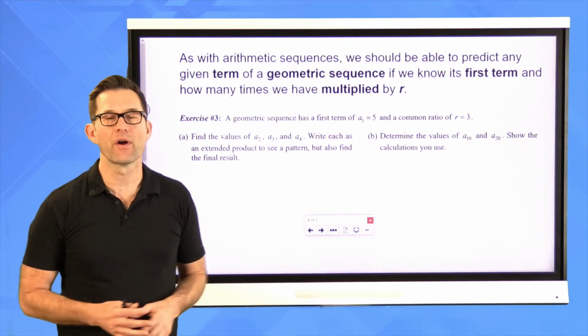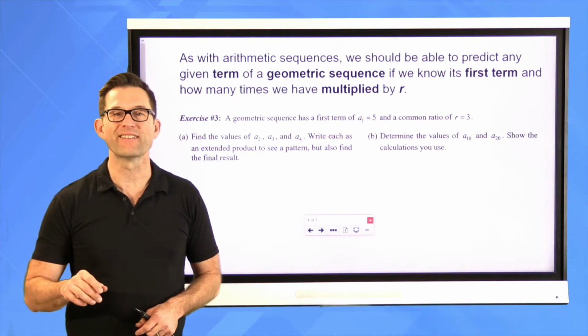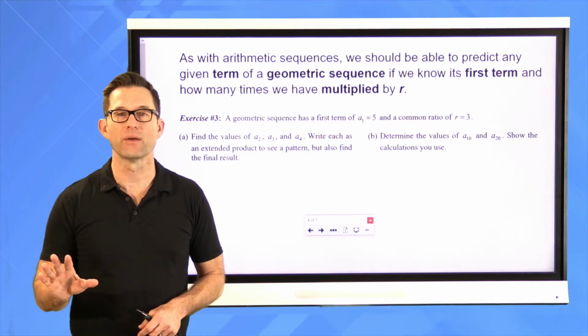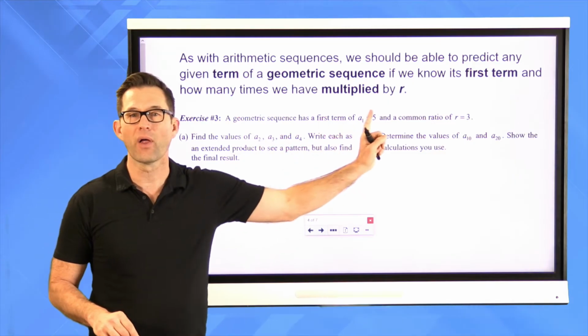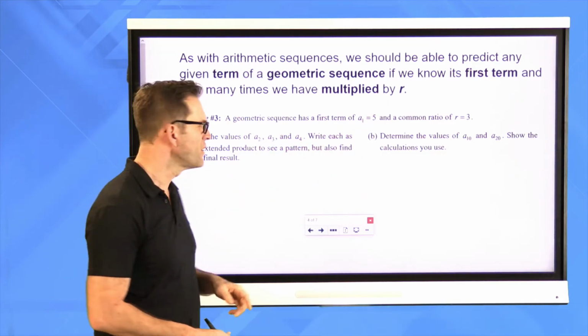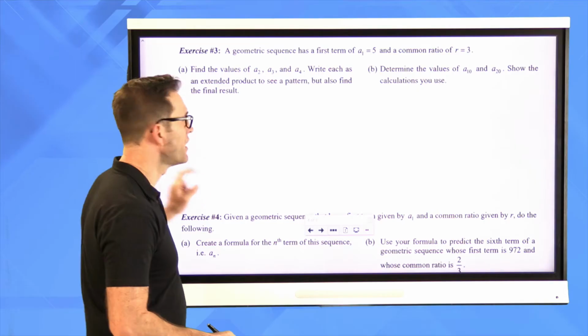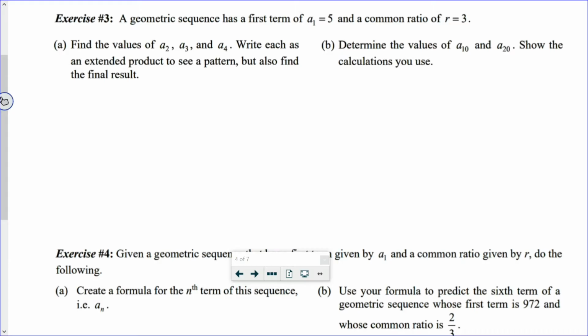Now, as with arithmetic sequences, we should be able to predict any given term of a geometric sequence if we know its first term and how many times we've multiplied by r, all right? So let's take a look at that in exercise number 3. A geometric sequence has a first term of 5 and a common ratio of 3. Letter A, find the values of A2, A3, and A4. Write each as an extended product to see a pattern, but also find the final result.